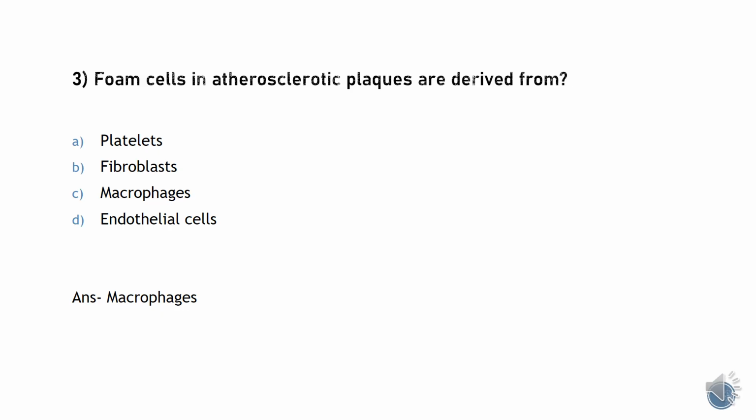Third question, foam cells in the atherosclerotic plaques are derived from. So the options are platelets, fibroblasts, macrophages, and endothelial cells. So the correct answer is macrophages. Why? Because the monocytes, they migrate to the intima, which become the macrophages, and they engulf the oxidized LDL to become the foam cells, which is the key component of the fatty streaks.